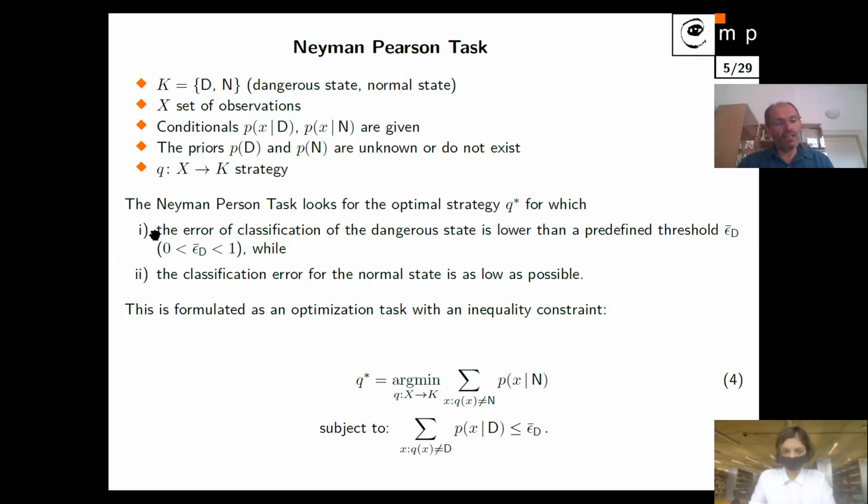An acceptable strategy must make sure that the error of classification of the dangerous state is lower than a predefined threshold epsilon d, which is something that the user has to provide. And given that the error of the classification of the dangerous state is lower than epsilon d, the classification error for the normal state is as low as possible. So you can see that the dangerous state is the one which is important. You say the error on that state or for that class will be controlled as well as you wish. You can put epsilon d to 1%, 2%, and the error on the other state will be whatever the minimization can achieve. So now here is the formulation mathematically.